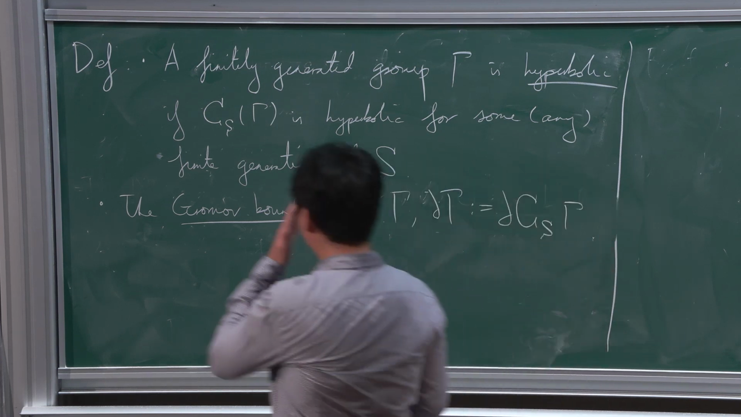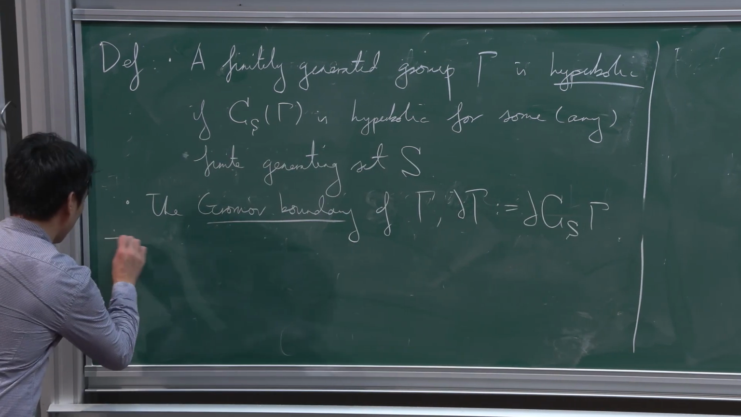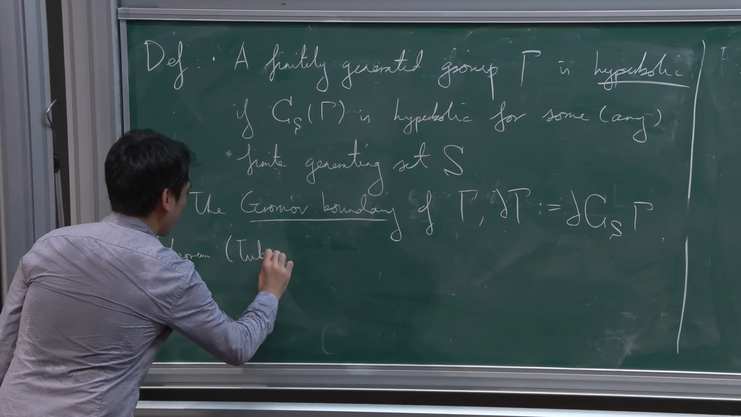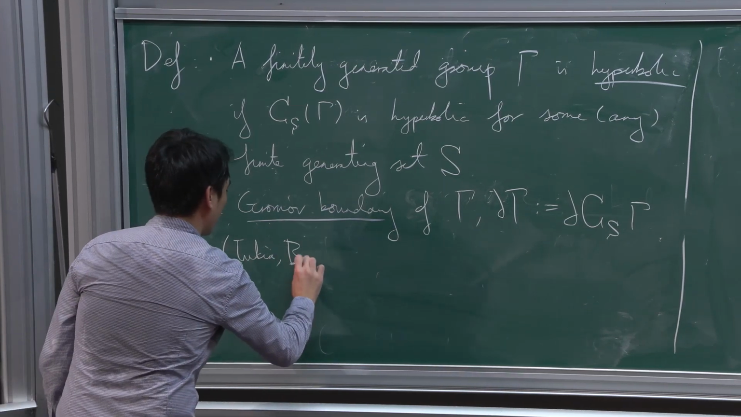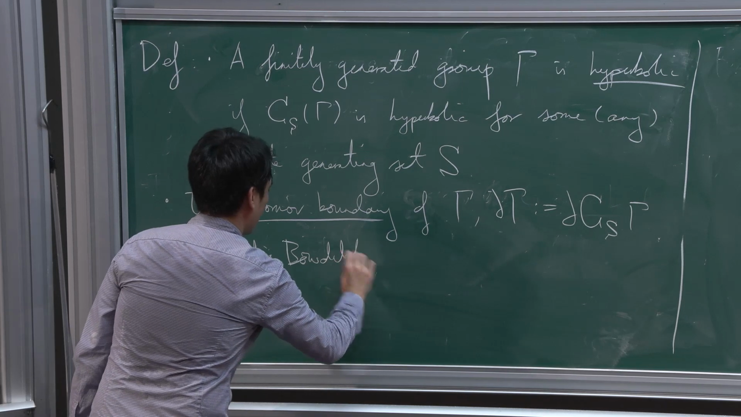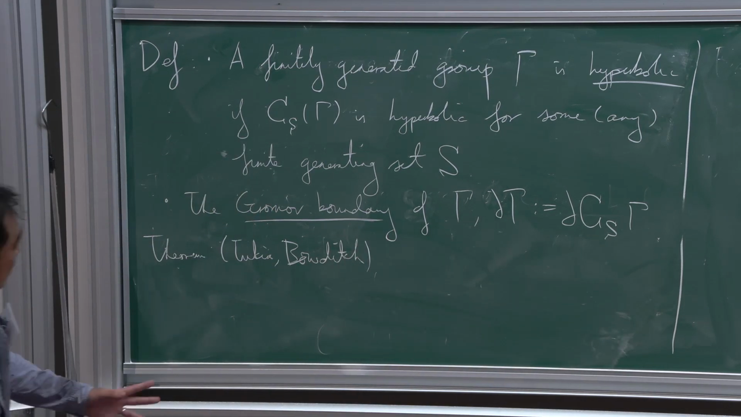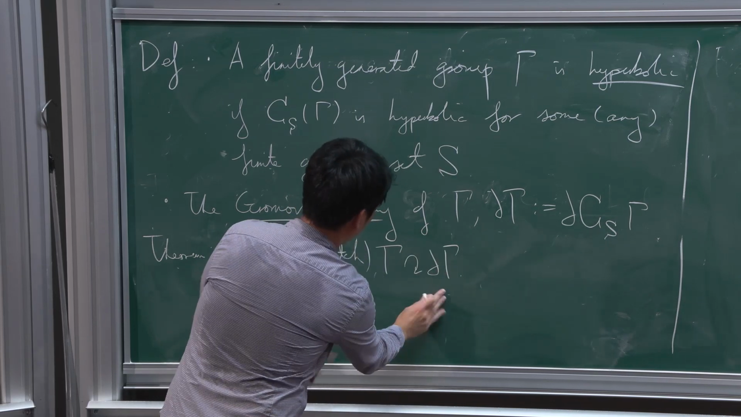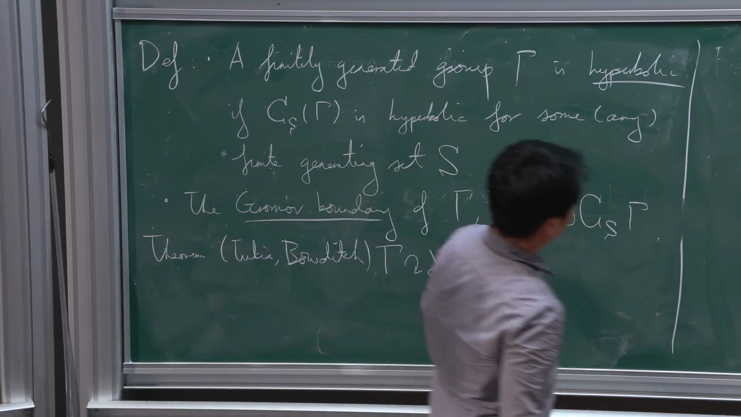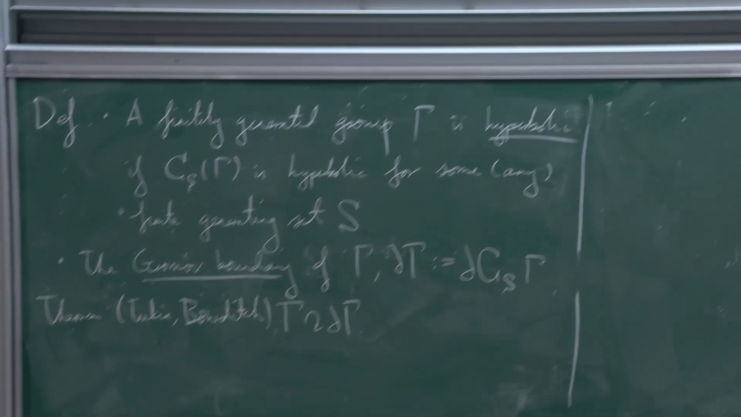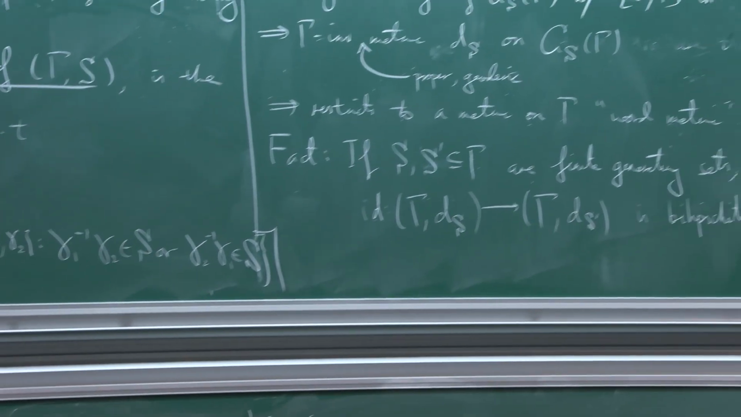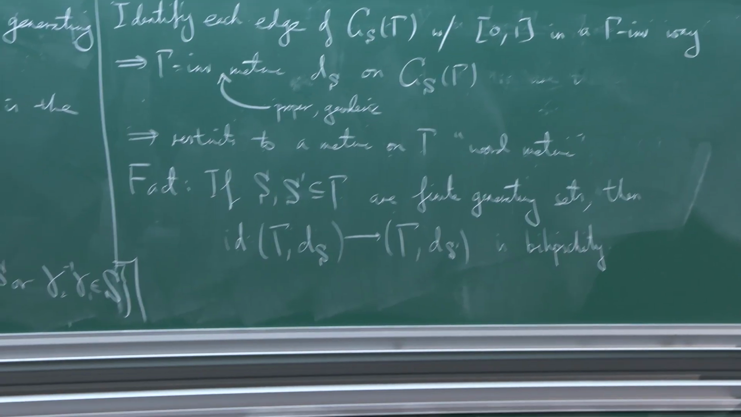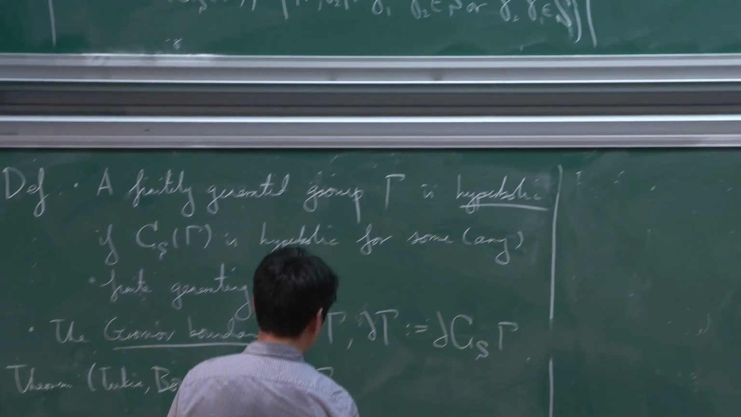Oh yeah, north-south dynamics. Okay, so here's a theorem that's due to Tukia and Bowditch. If you look at the gamma action on the boundary of gamma, what is this action? Gamma acts on the Cayley graph of gamma by isometries, and we saw just now that this isometry action extends to the boundary. So you have this action here, and this is a uniform convergence group action.